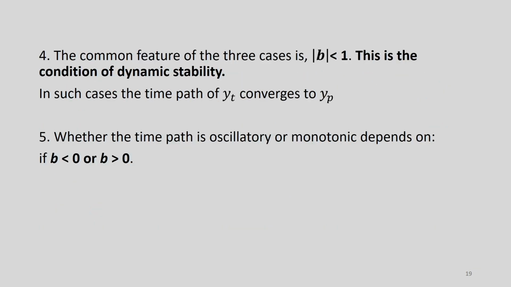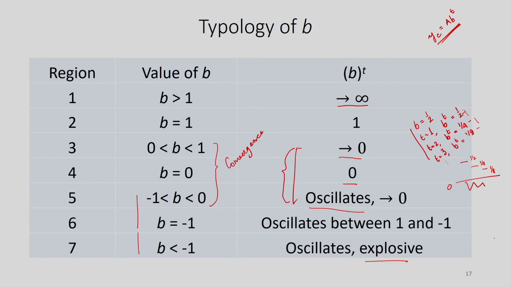And the last observation: whether the time path is oscillatory or monotonic depends on whether b is less than 0 or greater than 0. If b is less than 0, then the time path will oscillate. Let us see the table. These are the three cases where b is less than 0. In all these three cases you see oscillation.